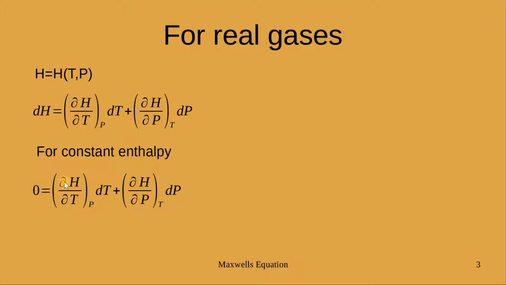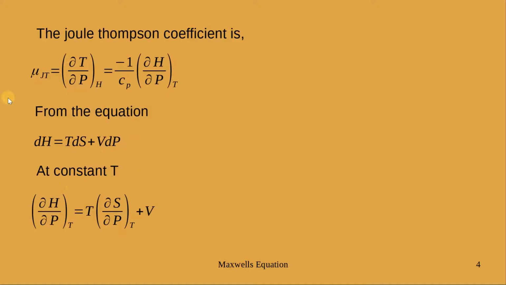Dou H by dou T is nothing but Cp. Therefore, after rearrangement, we get dou T by dou P at H is equal to minus 1 upon Cp times dou H by dou P at T. The Joule-Thomson coefficient is nothing but mu JT, which is defined as dou T by dou P at constant enthalpy. From the equation dH is equal to T dS plus V dP at constant temperature, we get dou H by dou P at T is equal to T dou S by dou P at T plus V.